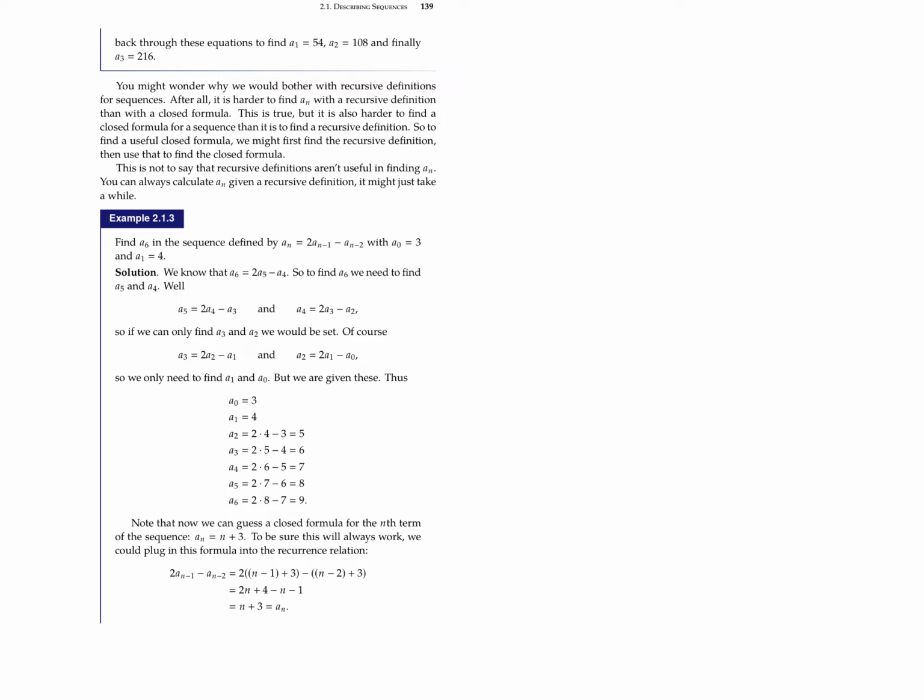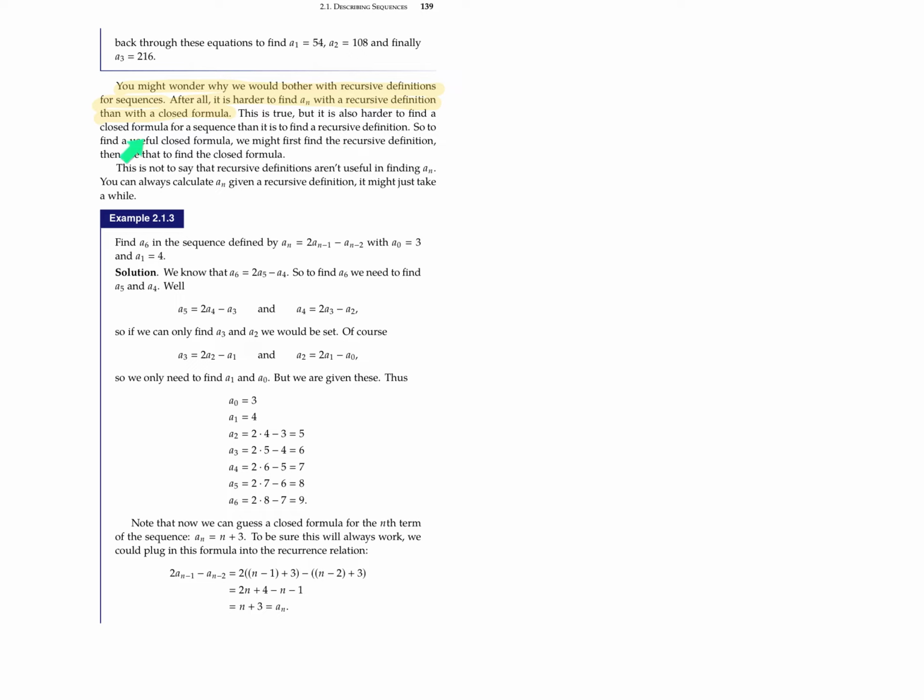So now you might wonder why we would bother with recursive definitions for sequences. After all, it is harder to find the nth term in a recursive definition than in a closed formula. Now that's going to become very important later. This is true, but it is also harder to find a closed formula for a sequence that is defined by a recursive definition.